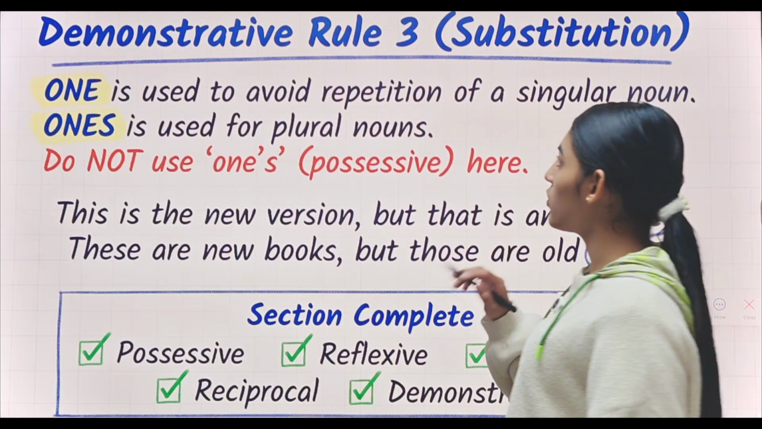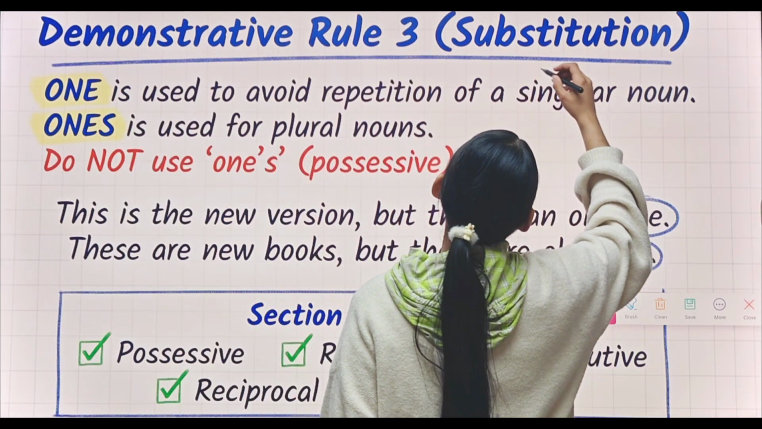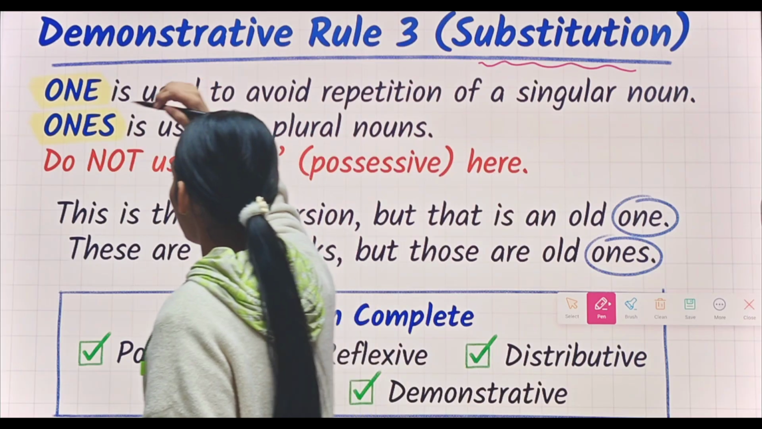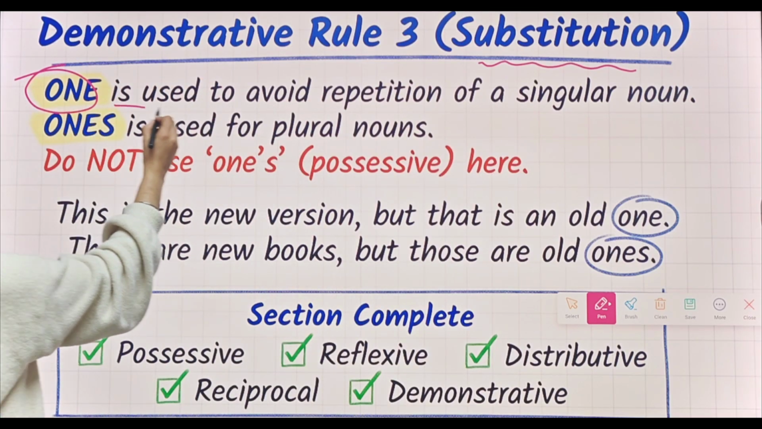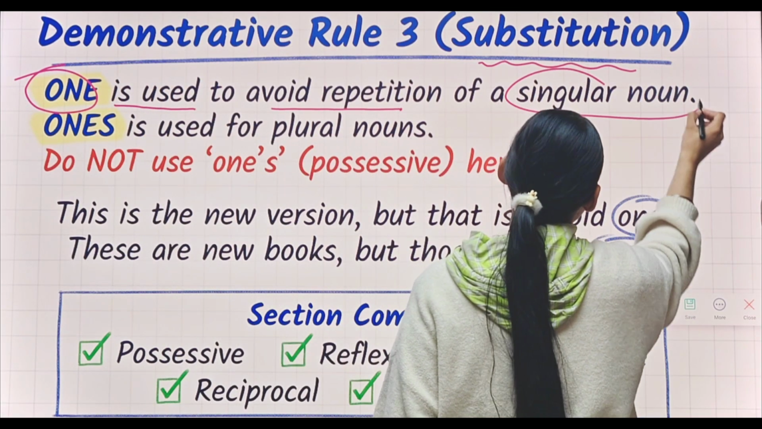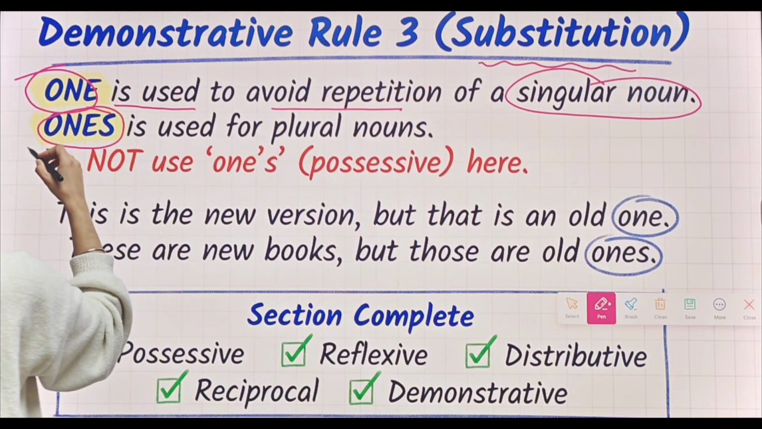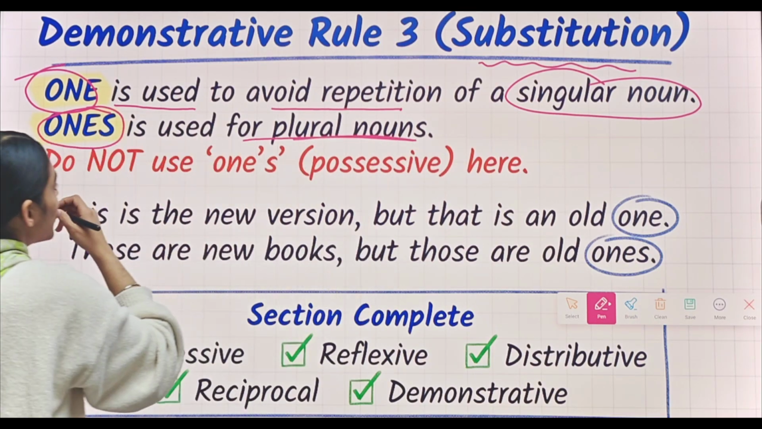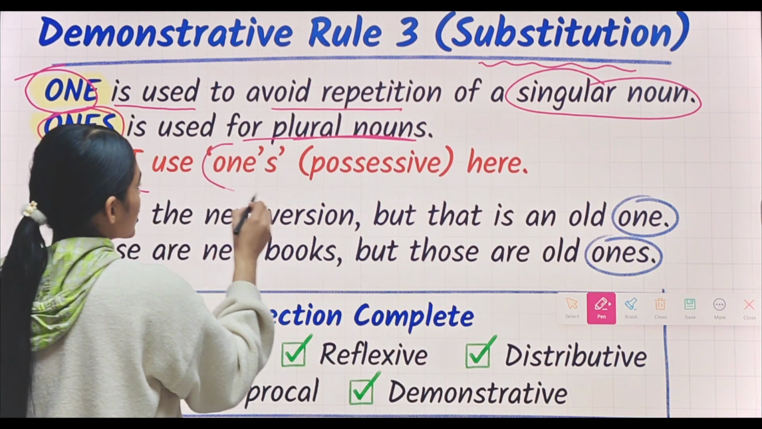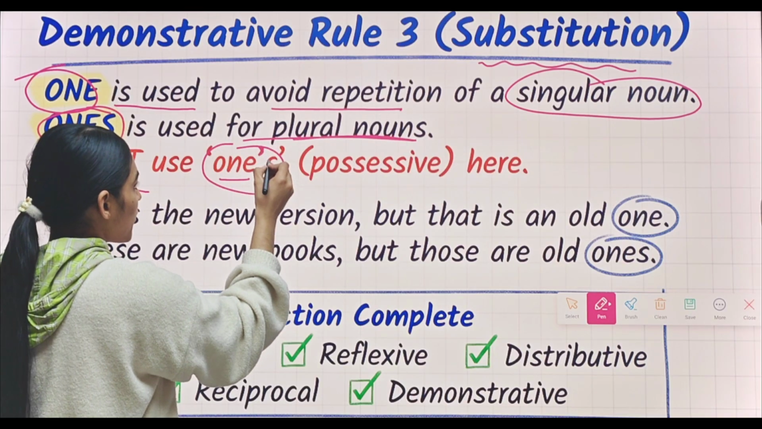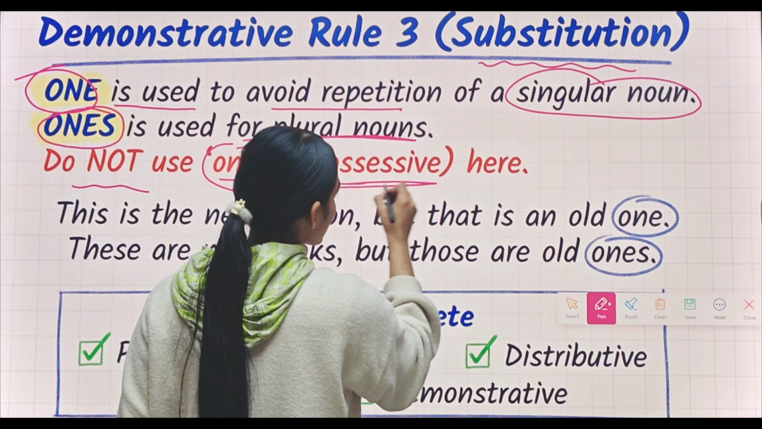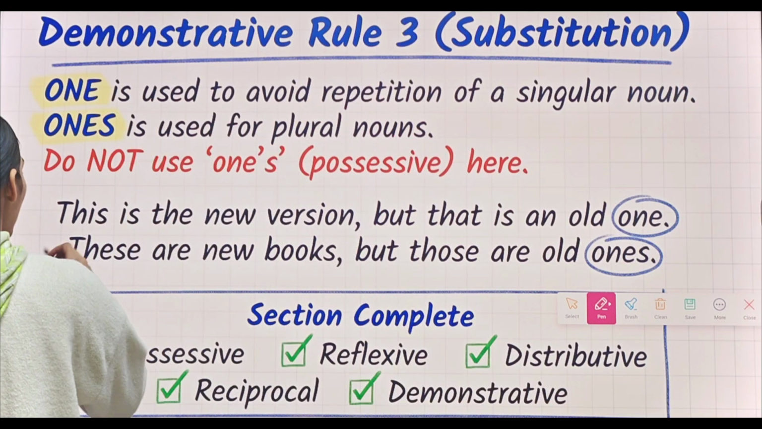Now moving on, we have rule number 3 for demonstrative pronouns, which is substitution. Let's see. One is used to avoid repetition of a singular noun, and ones is used for plural nouns. Don't use ones with an apostrophe s after one, because it becomes possessive there.